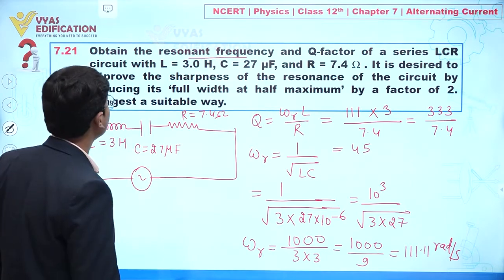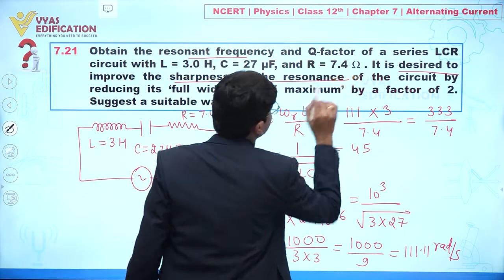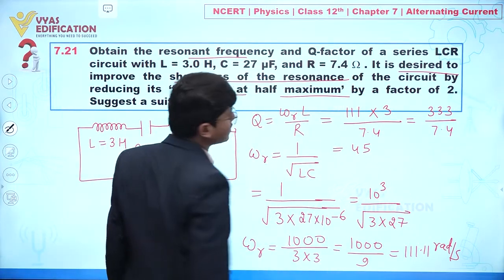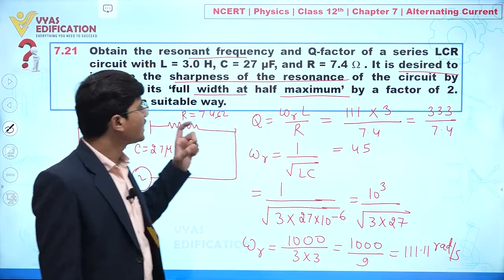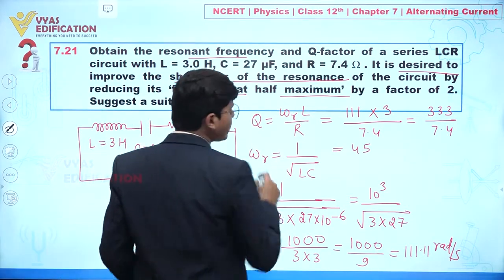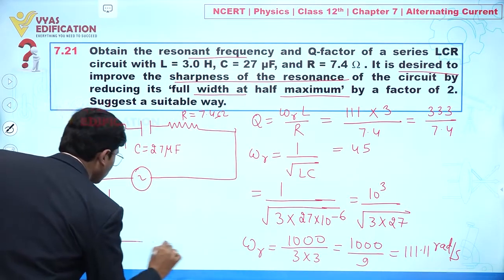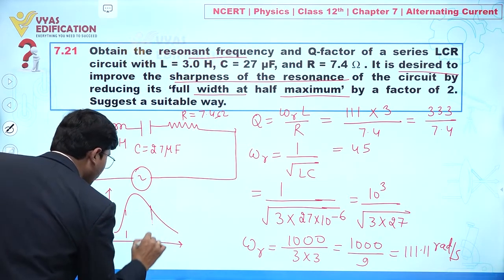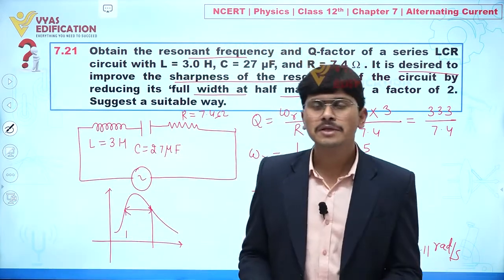Now we have one more question. It is desired to improve the sharpness of the resonance of the circuit by reducing its full width at half of the maximum by a factor of 2. If we want to decrease the value of width, you know this graph, if you draw it you will find it looks like this. Let's suppose we have these two points, and if we want to decrease this width by half, it means we have to increase sharpness by a factor of 2.